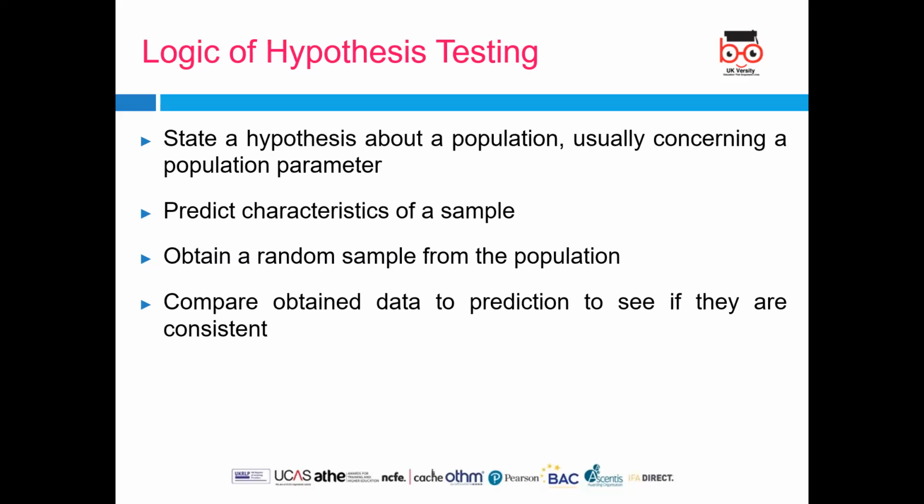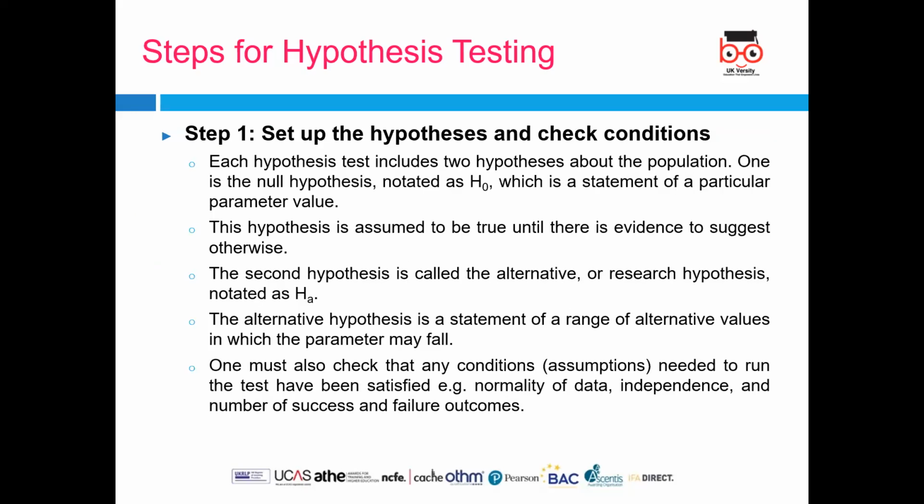Now, based on this logic, there are different steps which need to be performed when you are conducting a hypothesis testing. Step one is to set up the hypothesis and check the conditions. Each hypothesis test includes two hypotheses about the population. One is the null hypothesis, denoted by H0, which is a statement of a particular parameter value. This hypothesis is assumed to be true until there is evidence to suggest otherwise.